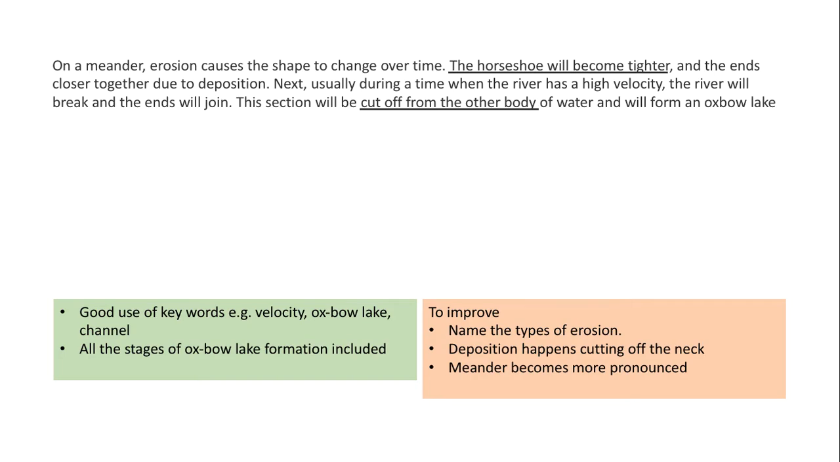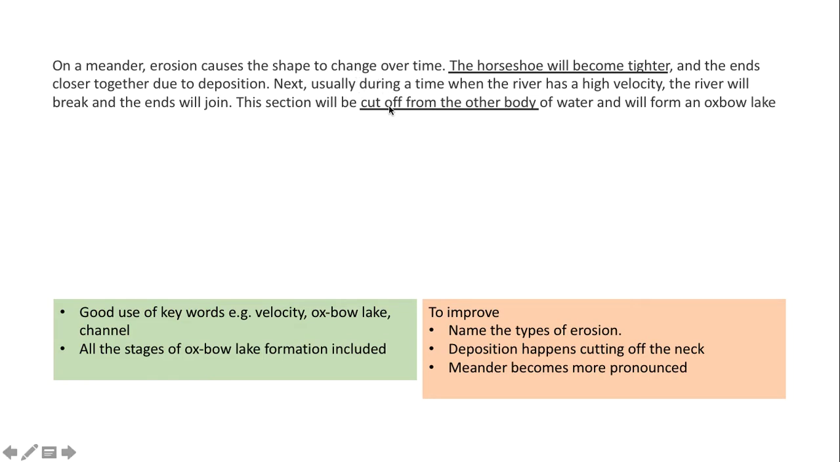Take a minute to read through this one. Again, a good answer with all the basics in there. We've got the keywords, velocity, oxbow lake, channel. We've got all the stages in there as well. I just want to change the wording of this. The horseshoe will become tighter and the ends close together due to deposition. Yes, that's right. But we're going to say that the meander will become more pronounced, and the ends will move close together due to deposition and erosion.